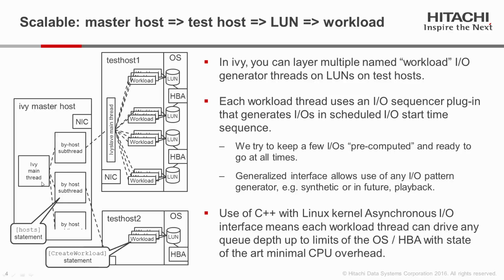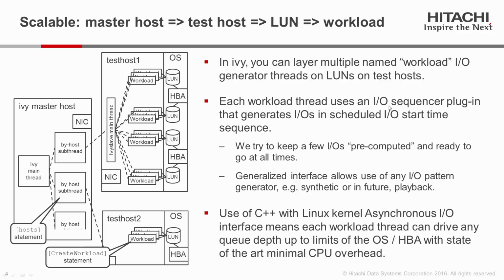There's a main thread which fires up on the central control host, and then you specify the name of an IV script program. At the beginning of the IV script program, there's a host statement that specifies a range of test hosts. And then for each test host, it fires up a controlling subthread on the master host and a corresponding instance of the IV slave executable on each one of the test hosts. And from there, you're ready to create workloads. Workloads are attached to LUNs on each test host. You can create a workload with the same name on different LUNs on different hosts.